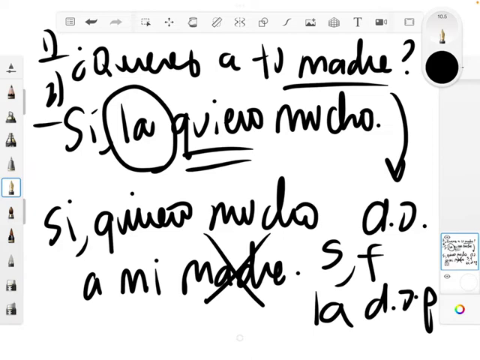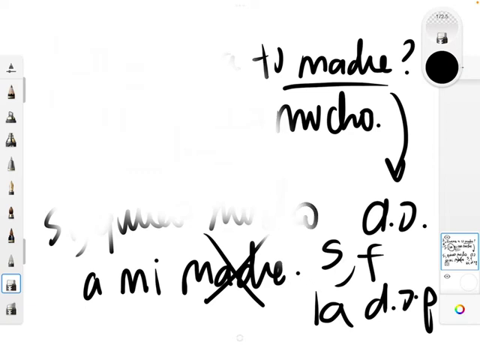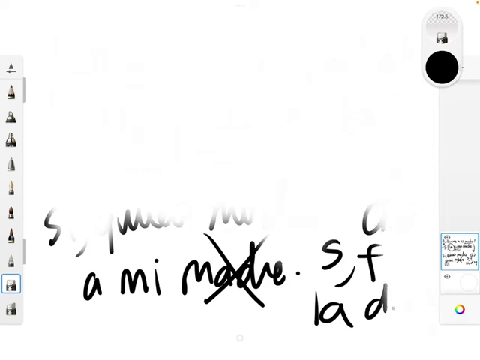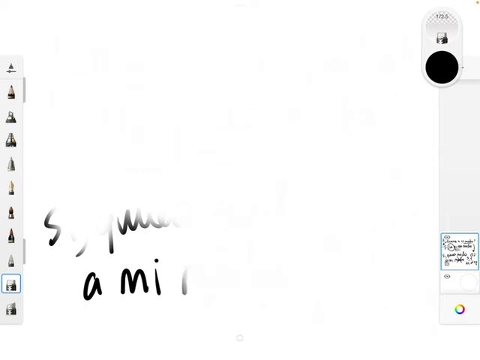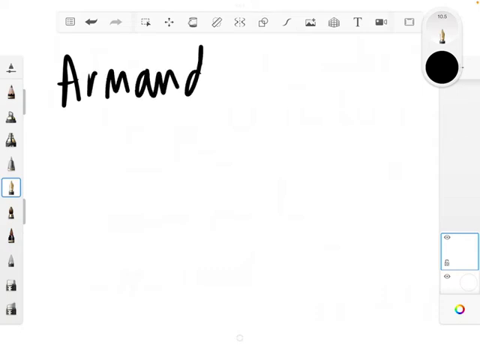Okay? Now, in affirmative sentences and affirmative questions, direct object pronouns will generally appear before the conjugated verb. In negative sentences and negative questions, a pronoun is placed between the word no and the verb. Okay, so for example, Armando me escucha.